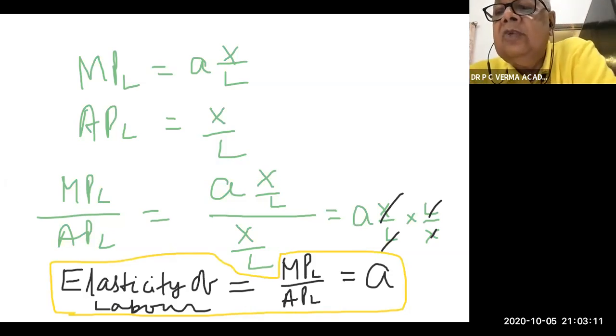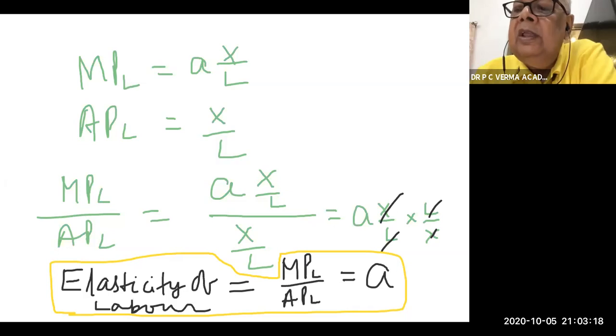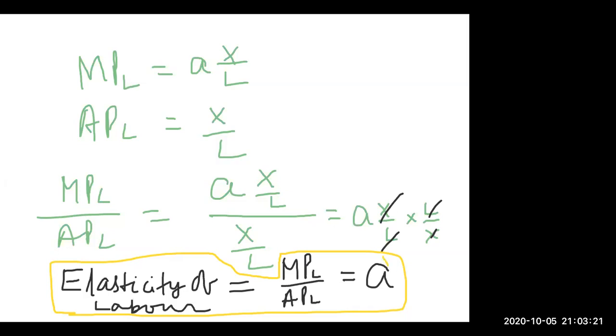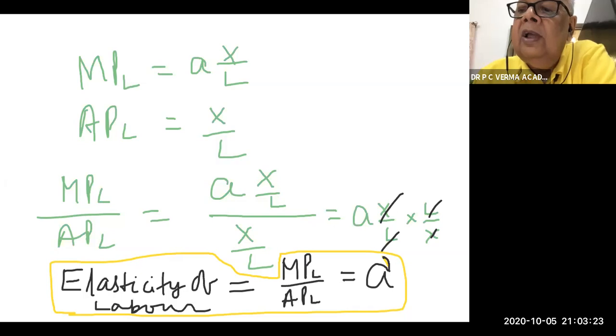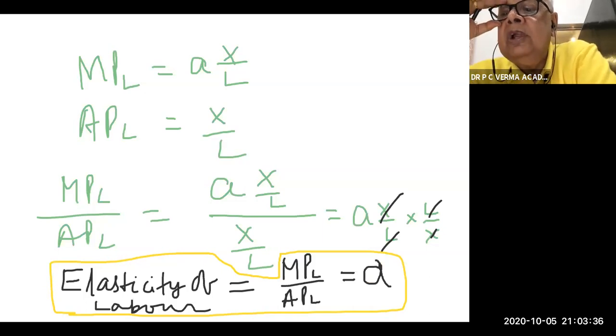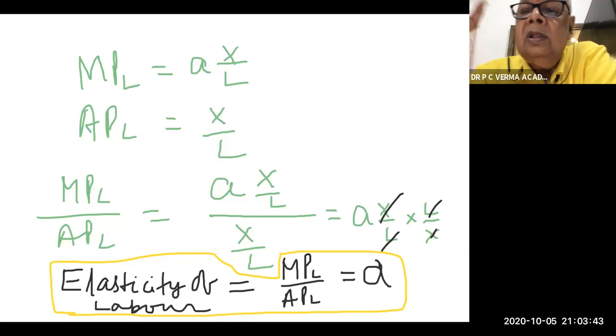That elasticity of labor, we always call elasticity of labor is alpha. Here we get alpha, and marginal productivity of labor is equal to 0.3.